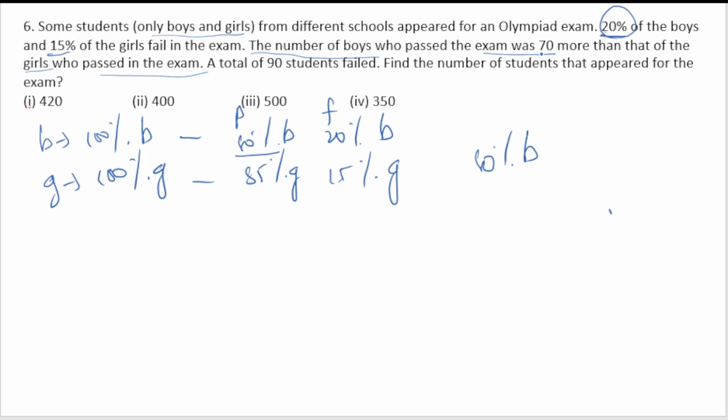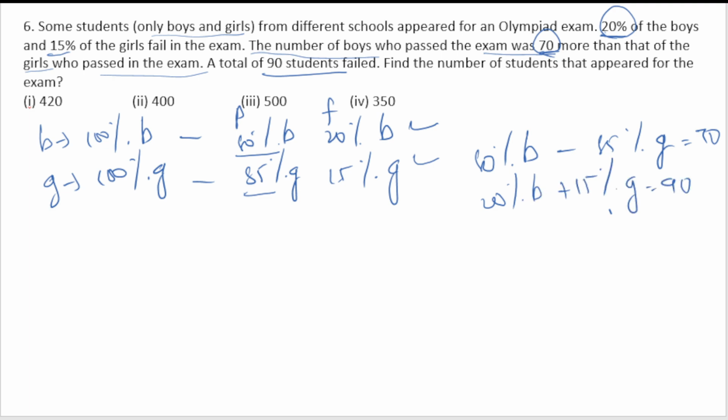80% boys. It was 70 more than that of the girls who passed in the exam. The girls who passed are 85% girls and the difference is 70. So here 80% boys minus 85% girls is equal to 70. And a total of 90 students failed. Okay, here 20% B plus 15% G is equal to 90.